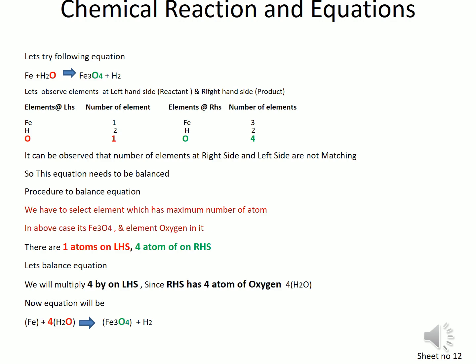So if we do this, the equation will be Fe plus 4H2O. We have multiplied H2O, in brackets, by 4 so that oxygen will get balanced. The product will be Fe3O4 plus H2. Now if we carefully observe the red color oxygen, there are 4 atoms, 4 multiplied by O, that is 4 atoms of oxygen, and at the right hand side the green color oxygen is again O4. So as far as oxygen is concerned this equation is balanced. Okay, now we will see further how the remaining part is to be balanced.